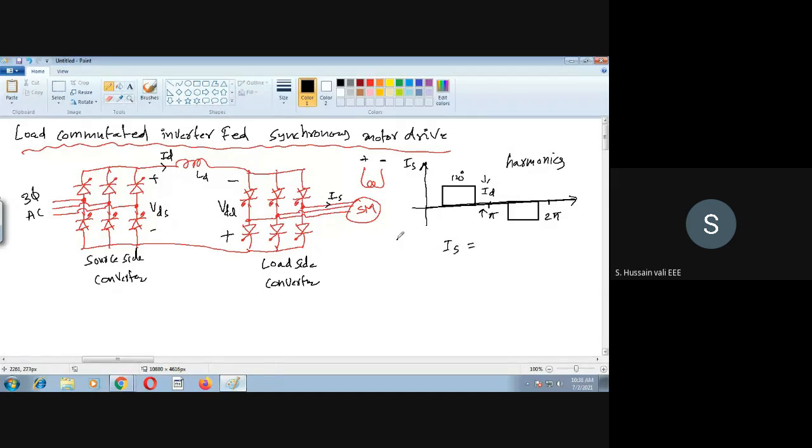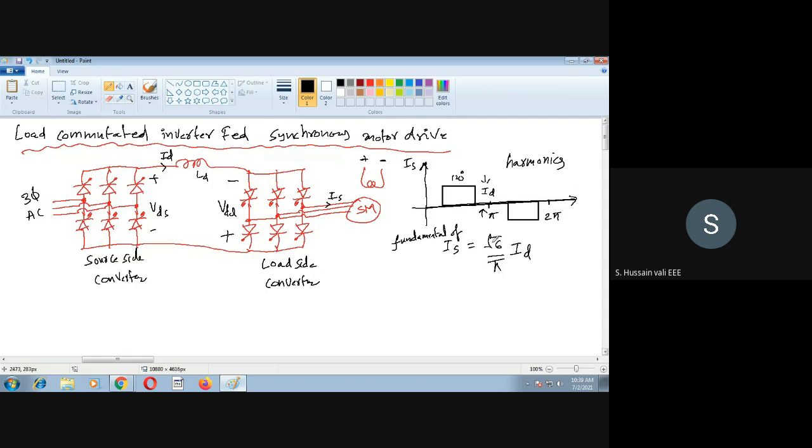I will write here the fundamental of IS. What is the fundamental component of IS? You get the formula. Now this formula you can derive using the Fourier series analysis for the square wave. Now this is 120 degrees and this height is ID. Okay, likewise you can derive, there is no problem in this. Okay, so this is the thing you will get.